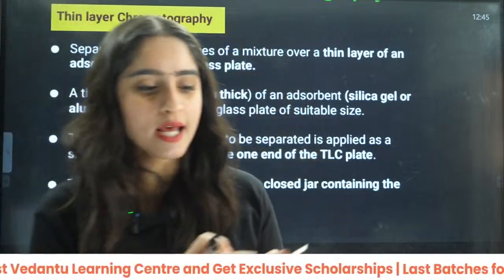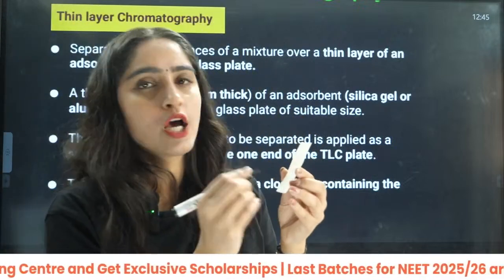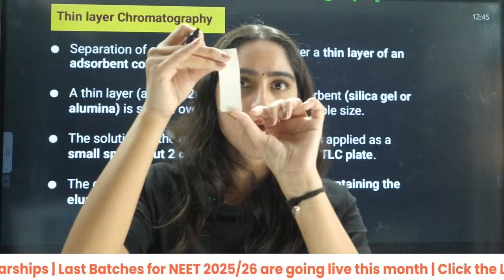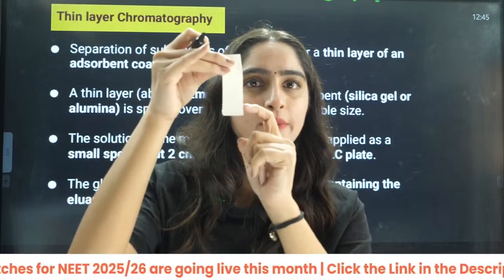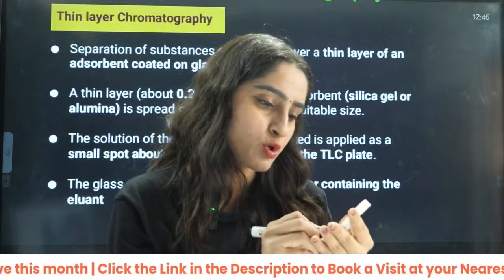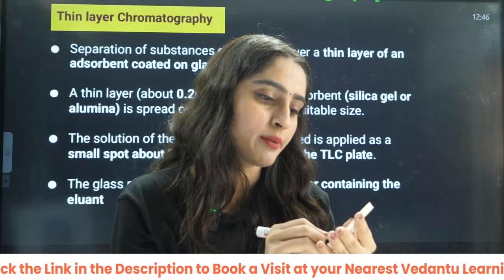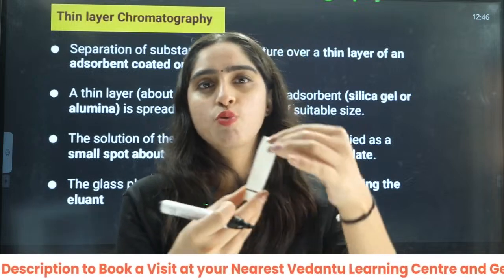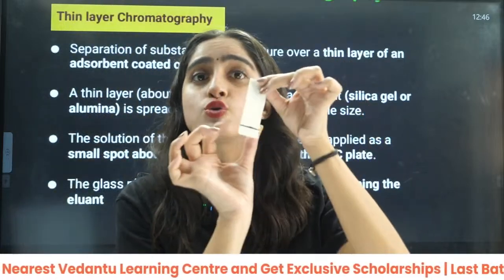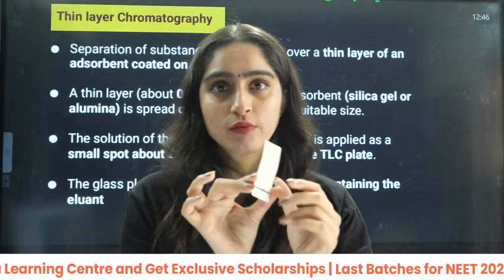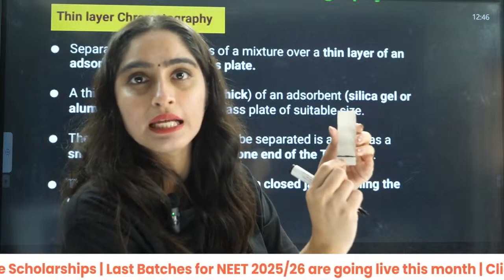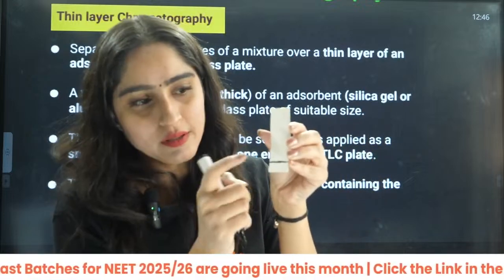And then what you must have seen, your teacher will always say, you should have a line 2 centimeter above the bottom. This is your bottom. So I will put one line over here that is 2 centimeter above it. Now this line that is 2 centimeter above the bottom is called the baseline. This is bottom, this is baseline.